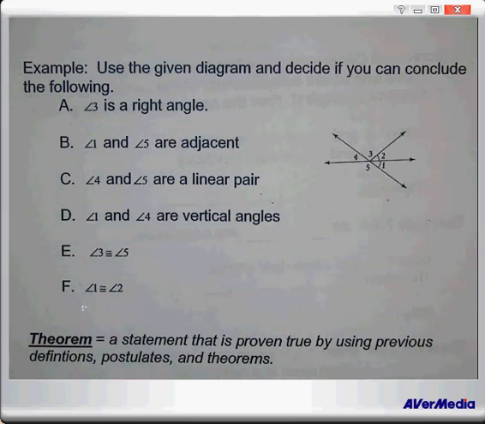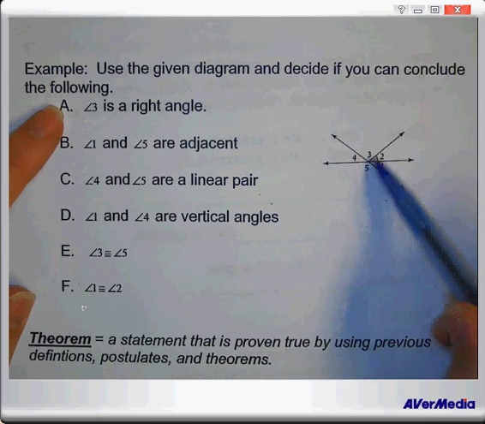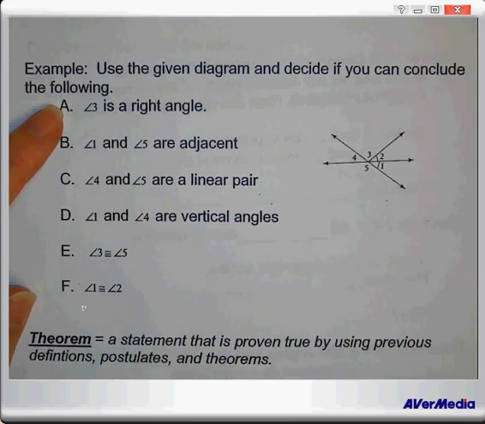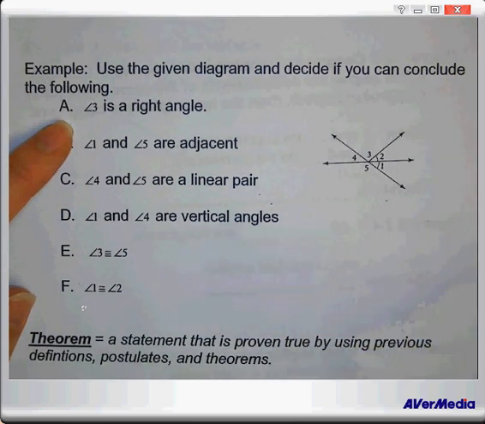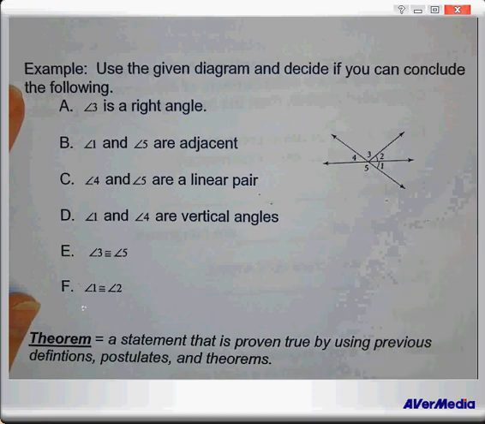Next one, angle 1 and angle 5 are adjacent angles. Now, if you look back on page 97, it says, yes, you can assume adjacent angles. So I double check. Do they have a common side, and do they share a common vertex? Yes. I can assume that.